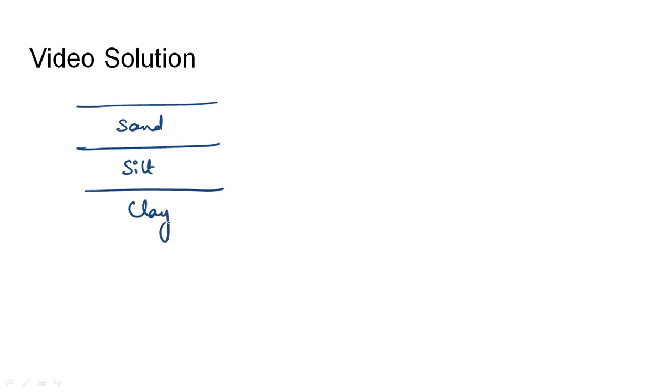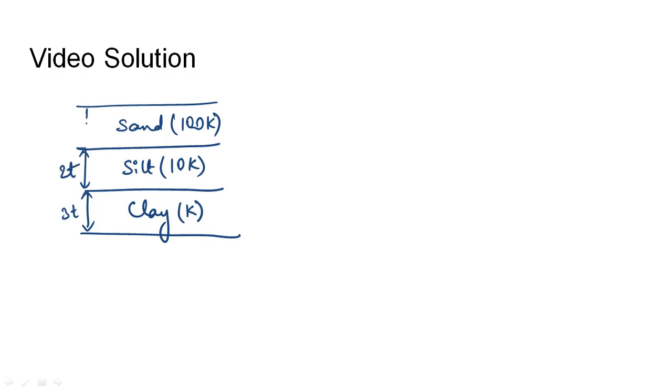So coming to the solution, we have 3 layers in which the first layer is of sand, the middle layer is made up of silt and the third layer is of clay. It is given that the silt layer has 10 times the permeability of the clay layer. So let us assume the clay layer to have a permeability of K. So silt will have 10K and sand would be 10 times of silt, that is 100K. The thickness of clay layer would be 3T and 2/3 of this would be the silt layer, so that is 2T, and sand would be half of the silt layer, that is T.